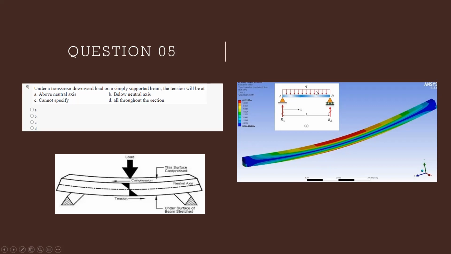Here is a simply supported beam subjected to a UDL, a transverse load. We can see that it is also a transverse downward load. So the tension will be below the neutral axis. So option B will be correct for this.